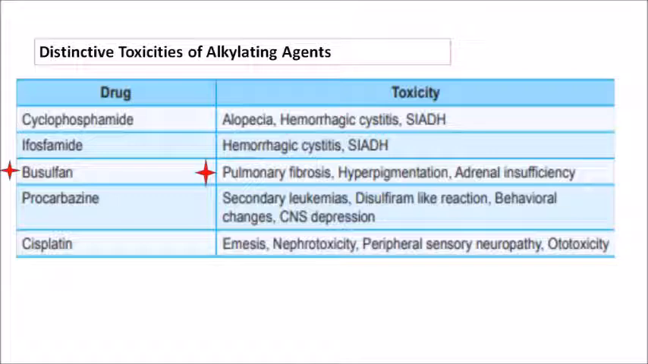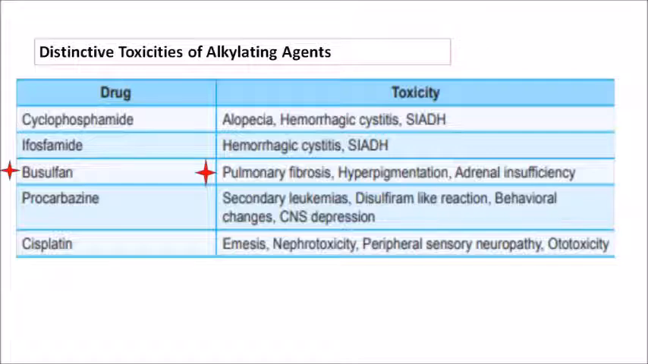Busulfan causes pulmonary fibrosis. This question has been asked repeatedly. That's why I put a star mark there. Busulfan causes pulmonary fibrosis. It also causes hyperpigmentation and adrenal insufficiency. The major side effect is the one that you should remember. There will be multiple side effects for every drug. Okay. Procarbazine is used to treat leukemia and it causes secondary leukemias. It also causes a disulfiram-like reaction and behavioral changes.